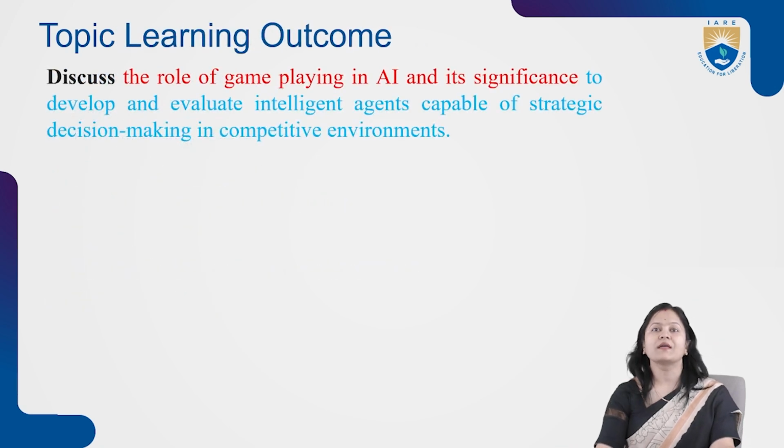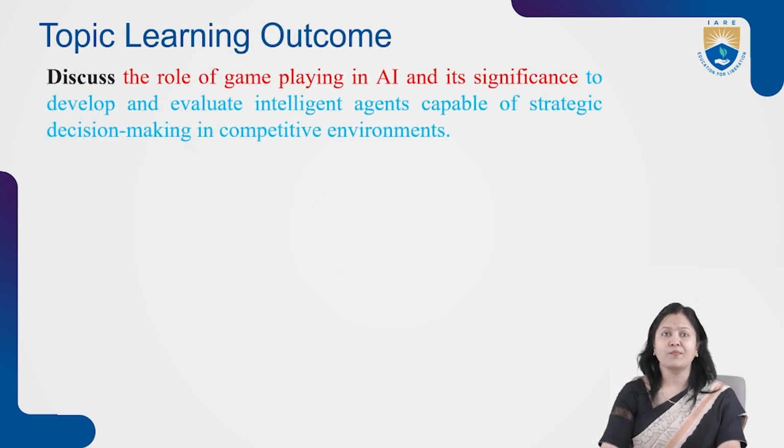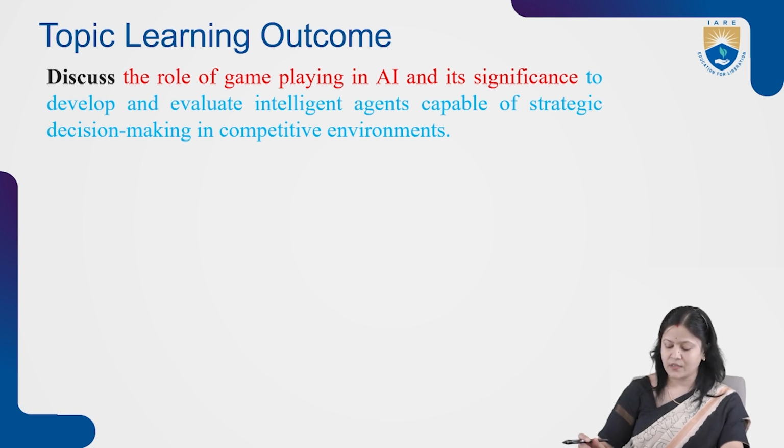This is the topic learning outcome for game playing. After the completion of the topic, students can discuss the role of game playing in artificial intelligence and its significance to develop and evaluate intelligent agents capable of strategic decision making in competitive environments.